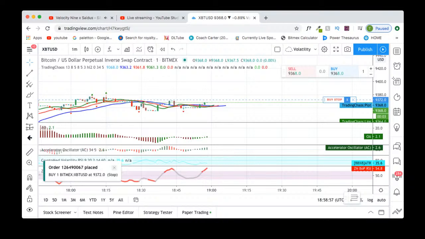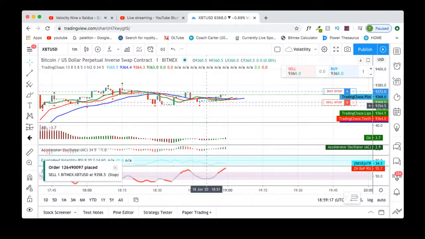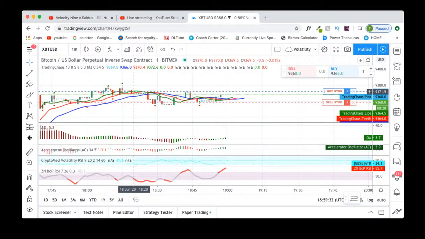We're likely going to go down though. So sell stop here. And I put buys at the latest up fractal, sells at the latest down fractal. Sometimes I go a couple fractals back. If you want to be safe, the more aggressive you get, the closer your buys and your sells are.